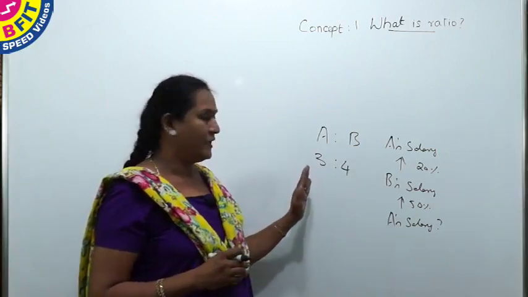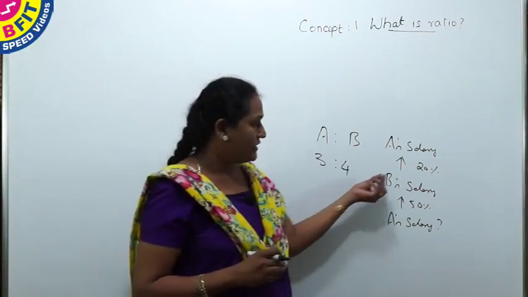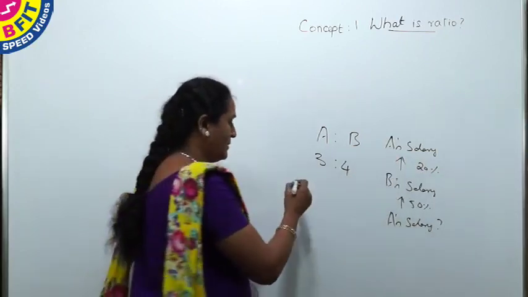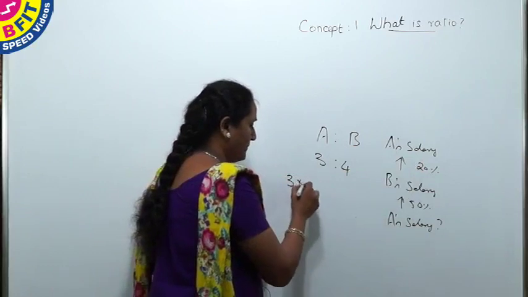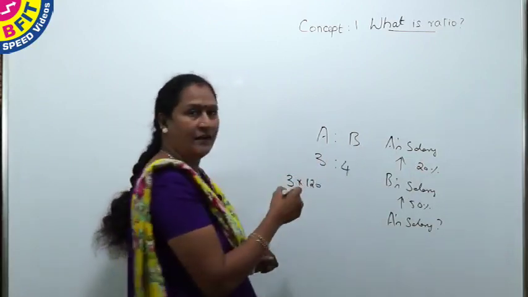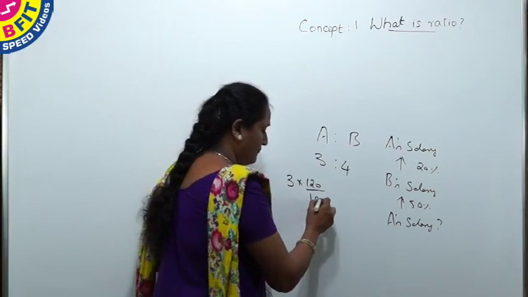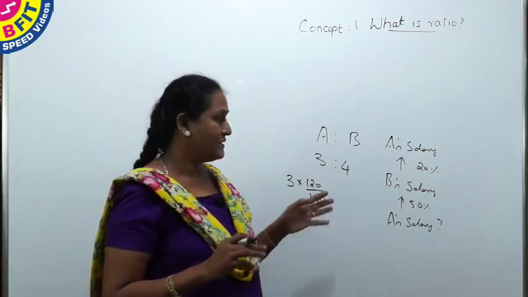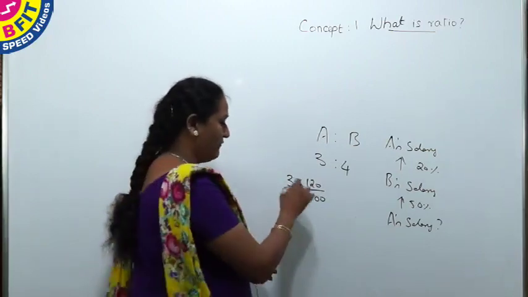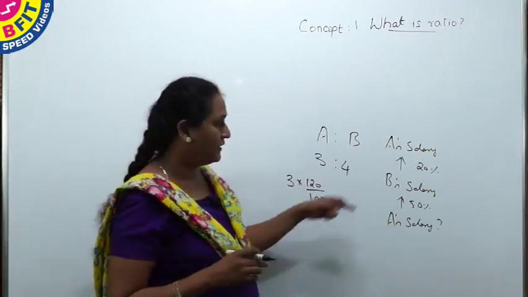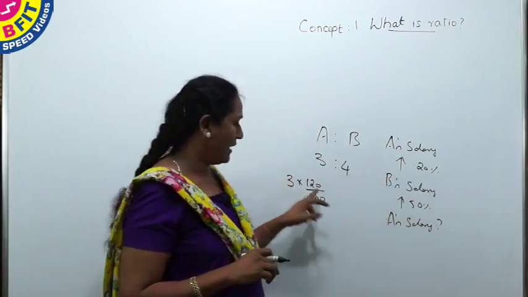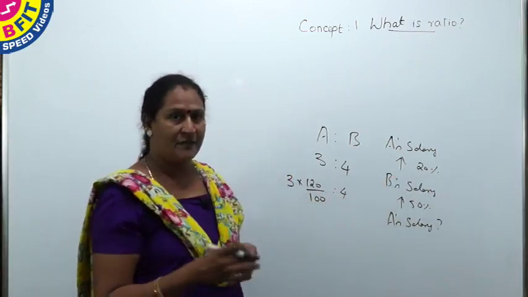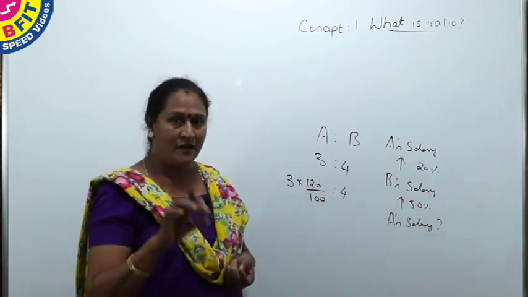I will show you the working. Here the ratio is 3:4. If it is increased by 20%, we add 20 with 100, so these 3 parts become 120 by 100 into 3. When they say A's salary is increased by 20%, we add it with 100. And B's salary is increased by 50%, so the change factor will be 100 plus 50.